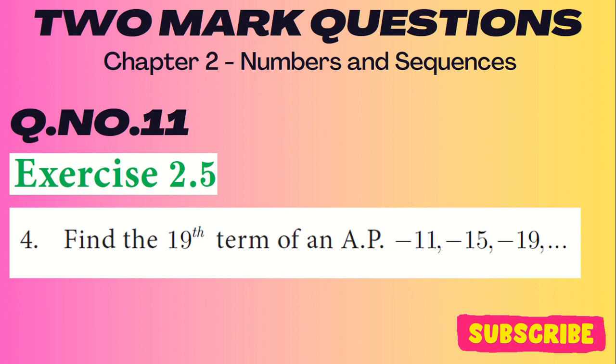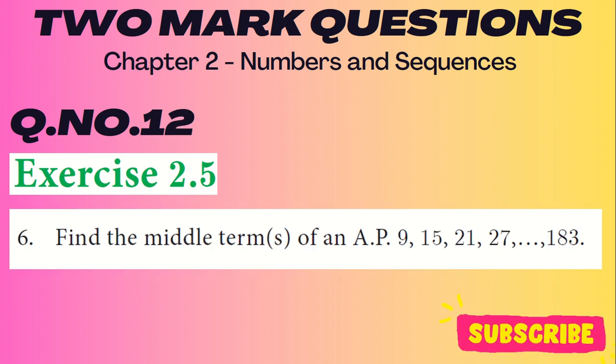Exercise 2.5, fourth question: find the 19th term of the AP −11, −15, −19. So for that we need to find the 19th term. I'll repeat: exercise 2.5, fourth question: find the 19th term of the AP −11, −15 and −19. Let us go to the next one. Question number 12, exercise 2.5, sixth question.